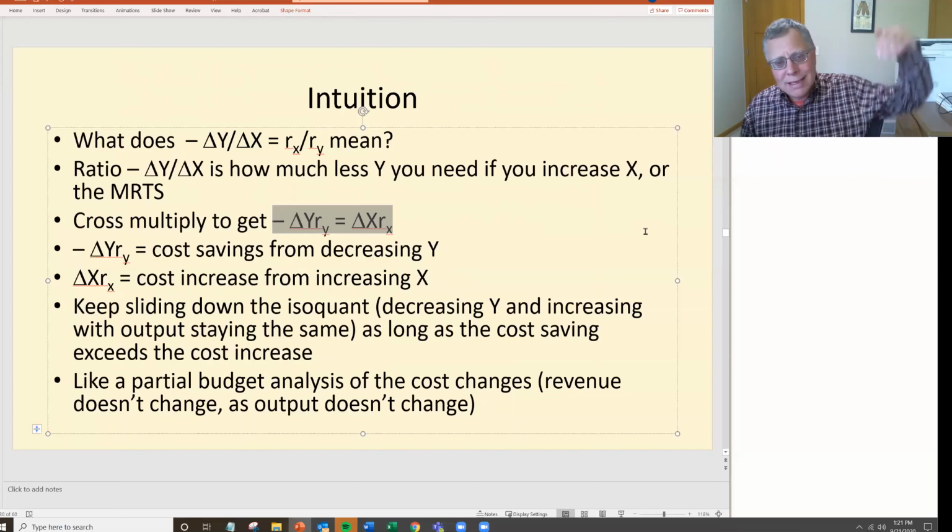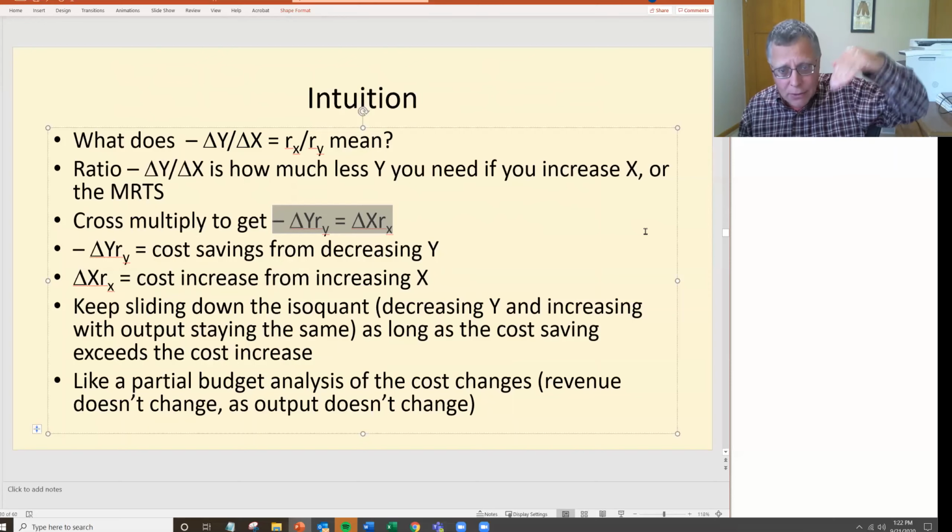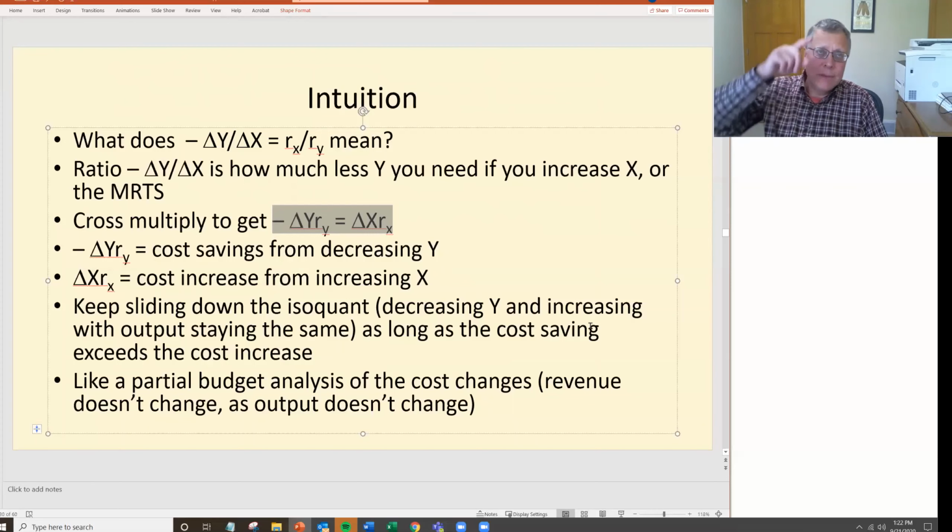So what you're going to do is keep sliding down that isoquant, decreasing y and increasing x, all the time with output staying the same. And so you're going to keep coming down that curve, decreasing y and increasing x, as long as the cost savings exceed the cost increase. So it's like a partial budget analysis again. As you come down the curve, you ask, how much do I save when I cut back on y?